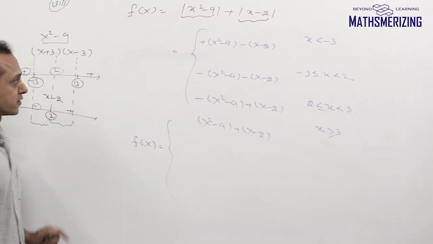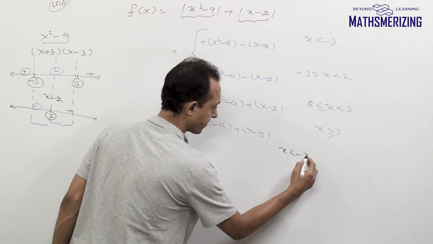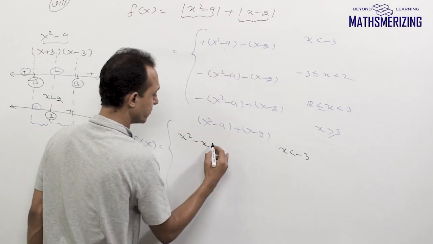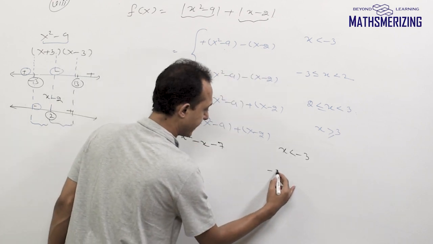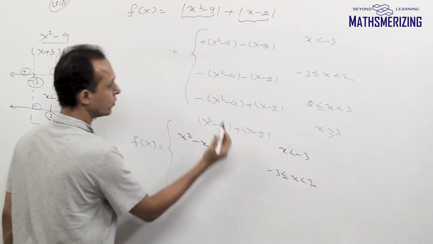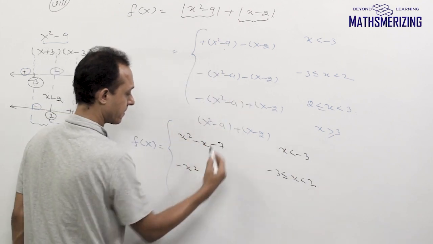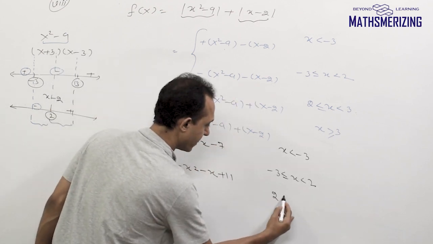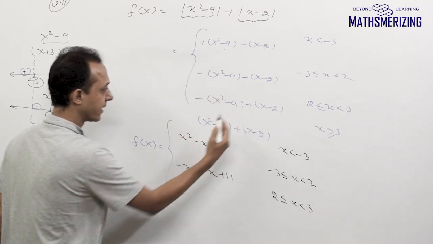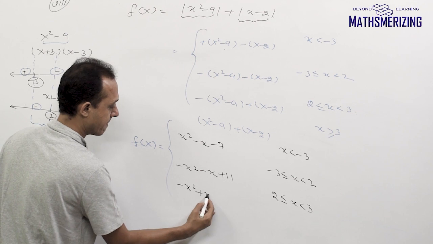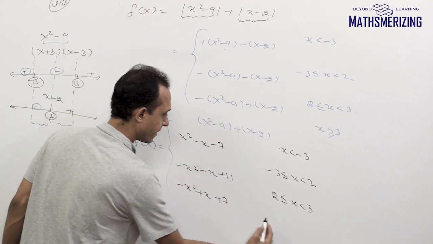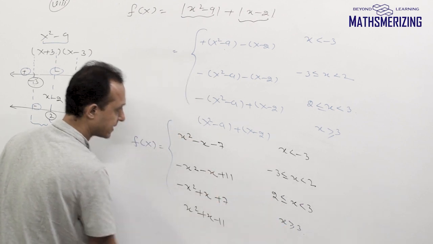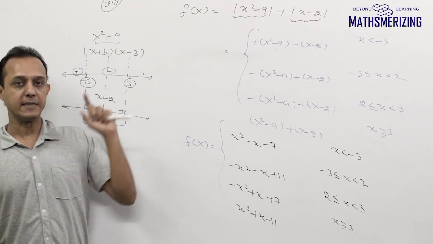Now I'll start writing this f(x). When x is less than minus 3, it is x squared minus x, minus 9 plus 2, which is minus 7. When x lies between minus 3 and 2, this is minus x squared minus x plus 9 plus 2, which is plus 11. When x lies between 2 and 3, I'll get minus x squared plus x, 9 minus 2, which is 7. And when x is greater than or equal to 3, I'll get x squared plus x minus 11. So this is how we can write the definition of these functions.